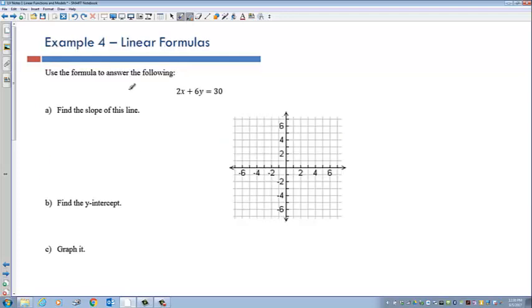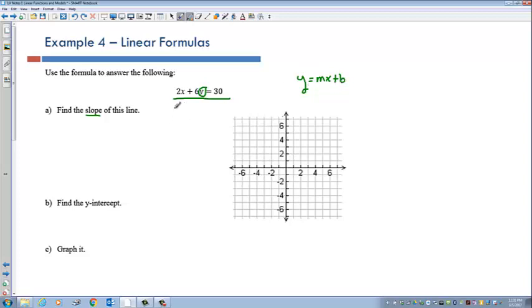So here, I want to work with linear formulas, and I want to use the formula to answer the following questions. I have this 2x plus 6y equals 30, and I want to find the slope of this line. We know this formula, you memorize this formula, y equals mx plus b. It sort of fits with our intuition. You start at number b and you add m each time. What we can do is take this equation and solve for y. If we solve this for y, I can read off the slope and even the y-intercept.